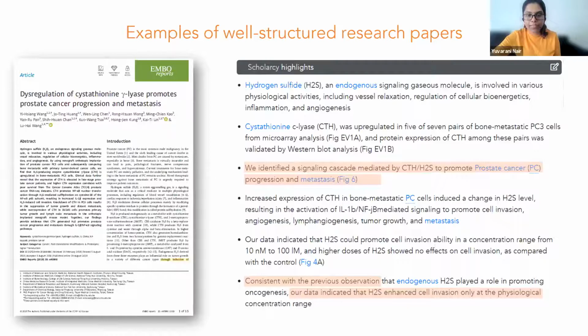This example here focuses more on proving a concept. So let's just say you are trying to prove a concept, you have to use phrases like "consistent with the previous observation, our data indicated." It sort of tells the reader that it is not something that is very new, but that you are proving an existing concept. So it is important for you to shape what the reader understands from your paper.